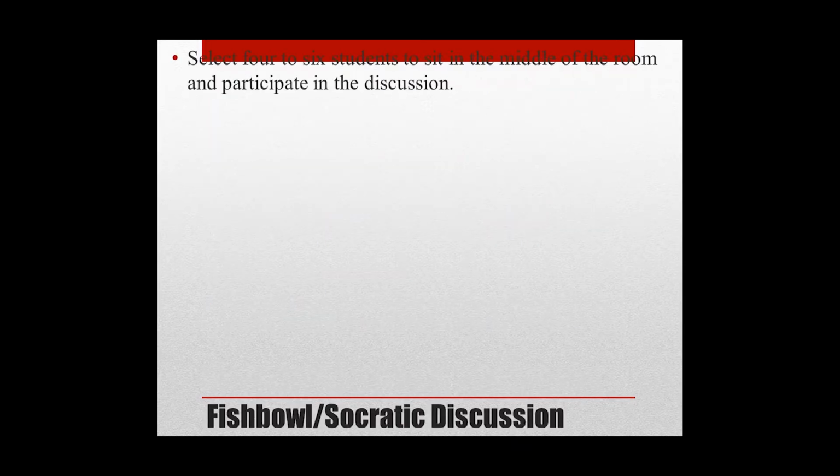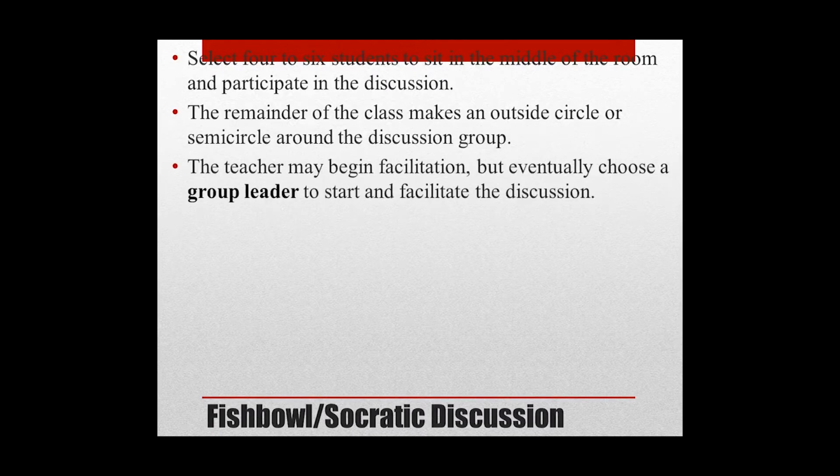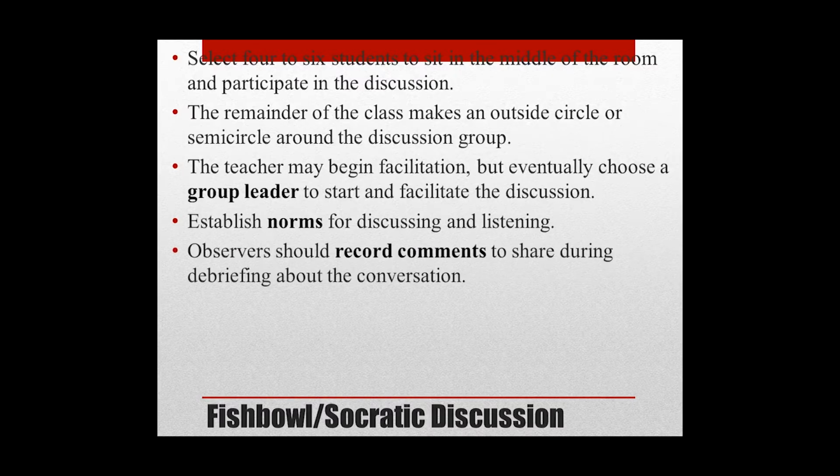As the teacher, you should select 4 to 6 students to sit in the middle of the room and participate in the discussion. The remainder of the class makes an outside circle or semicircle around the discussion group. At first, you may be the leader to facilitate the discussion, but eventually you want to choose a student to be the group leader. Establish norms for discussing and listening. Observers should record comments to share during debrief about the conversation.